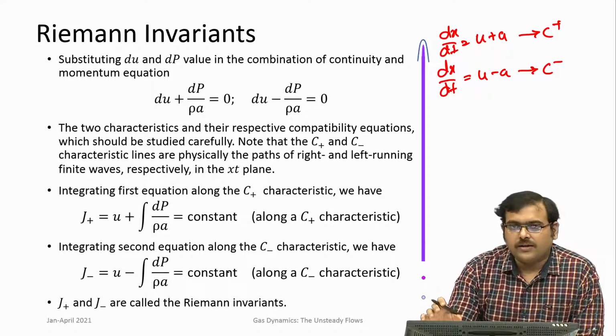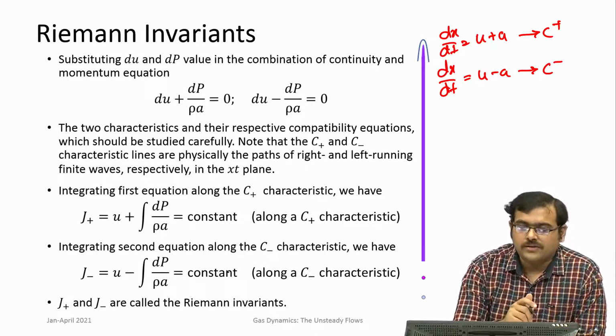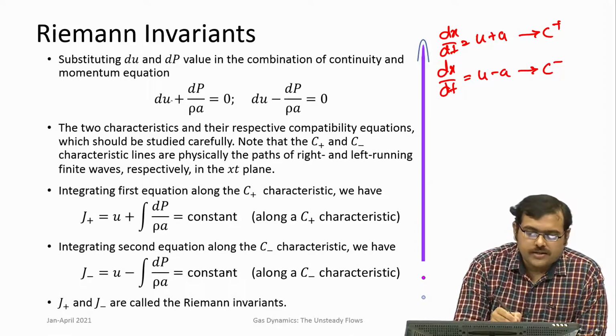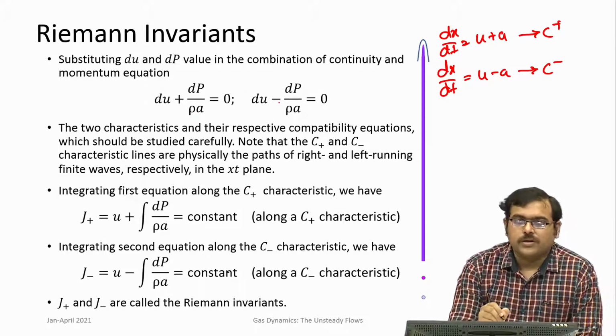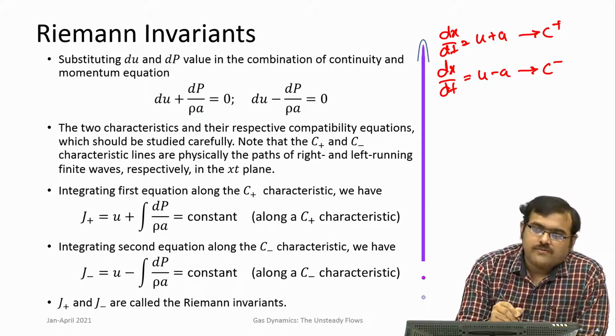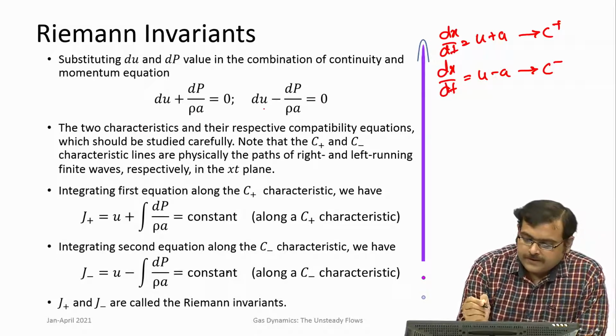If you take these two characteristics separately and go back and look at the equations, they transform into ODEs: du plus dp by rho a equal to 0 and du minus dp by rho a equal to 0. These are ordinary differential equations, they can be integrated.